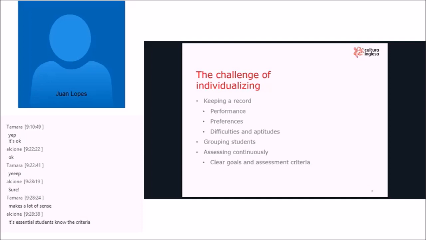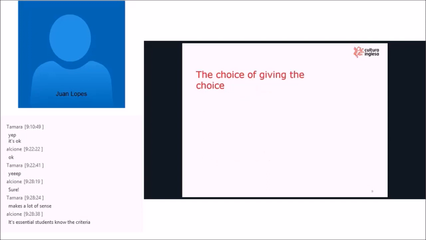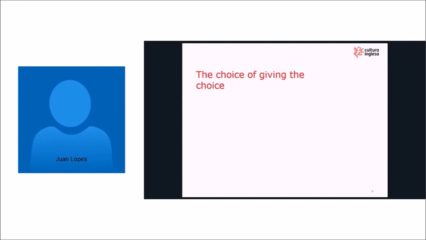We're going to move on then to explore the last case I'm going to propose, and then we're going to be talking about some other ideas that we can use. The choice of giving the choice. I really like this one because I think that the idea of using projects in our lessons for teenagers especially can be very helpful when it comes to differentiating.